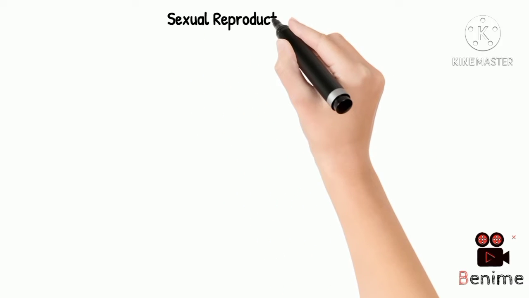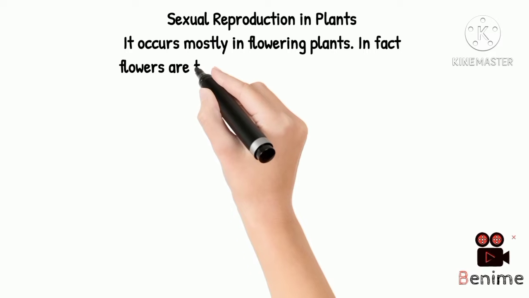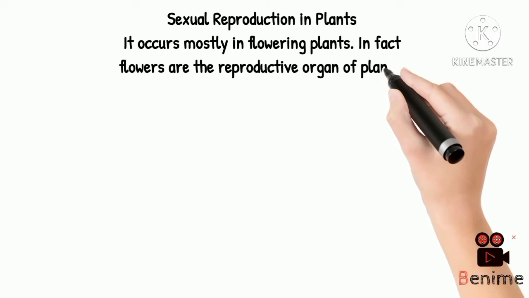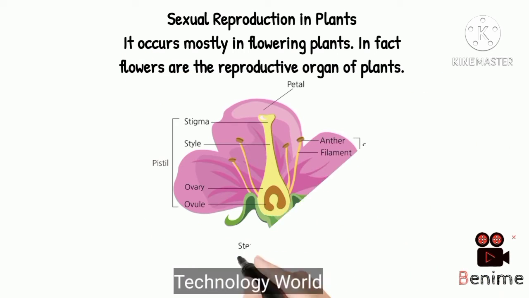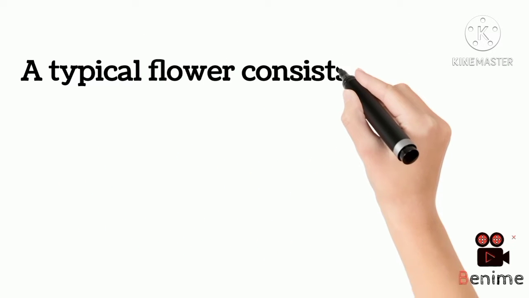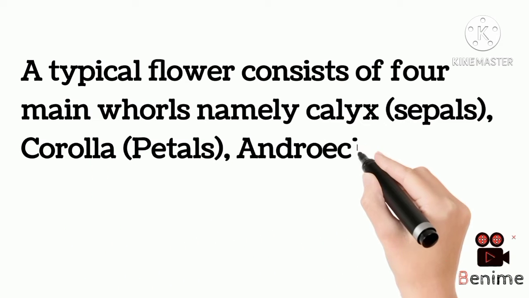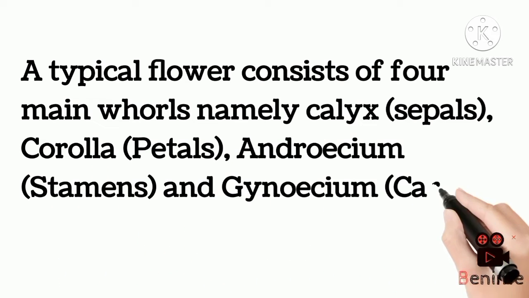Sexual reproduction in plants. It occurs mostly in flowering plants. In fact, flowers are the reproductive organs of plants. The image of a bisexual flower is shown below. A typical flower consists of four main whorls, namely calyx (sepals), corolla (petals), androecium (stamens), and gynoecium (carpels).